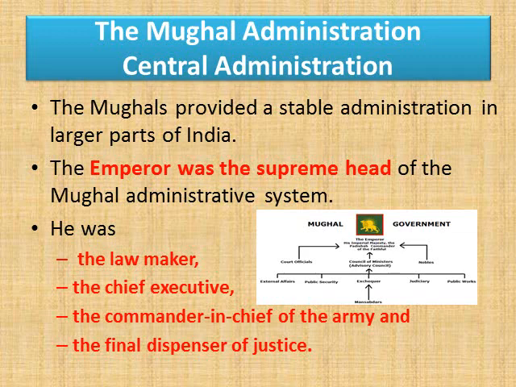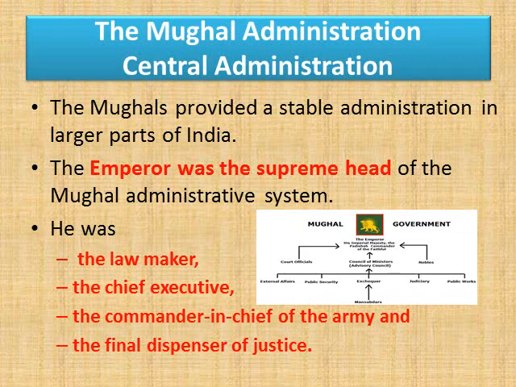Children, the Mughals provided a stable administration in larger parts of India. The emperor was the supreme head of the Mughal administrative system. He was the lawmaker, the chief executive, the commander-in-chief of the army, and the final dispenser of justice.